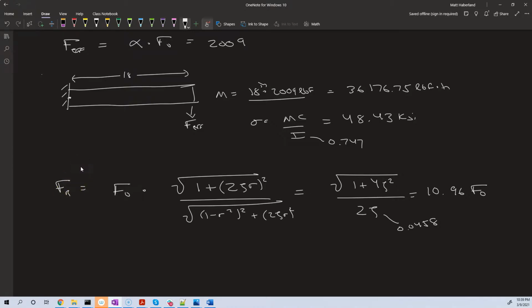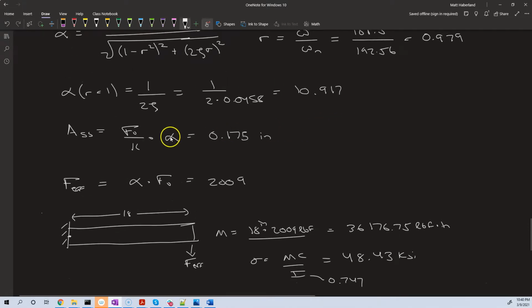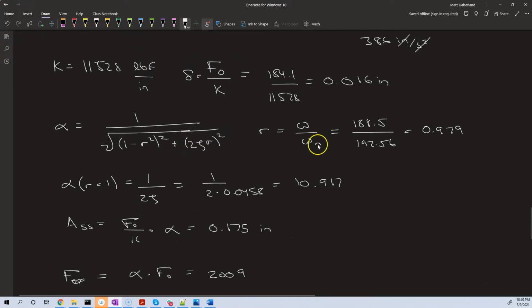Now, how do you fix this, right? The obvious thing is, well, the stress is too high, so maybe we need something with a larger moment of inertia. That might be a way to fix it, but actually a lot of our stress is coming from the fact that we had this big amplitude ratio. This alpha was big, and that came from the fact that our R, our omega over omega n, was very close to 1.